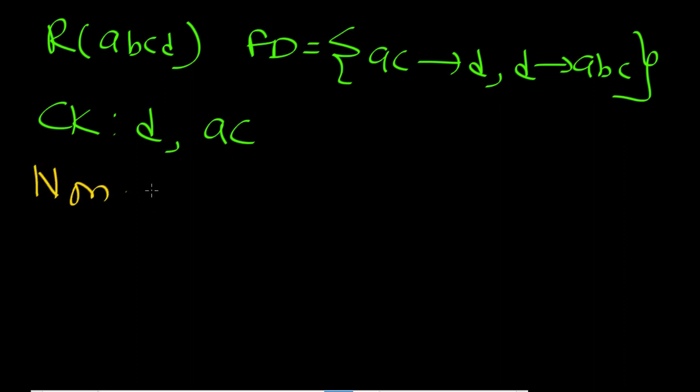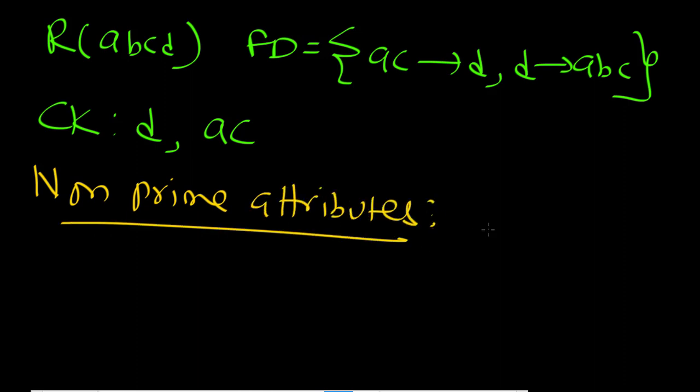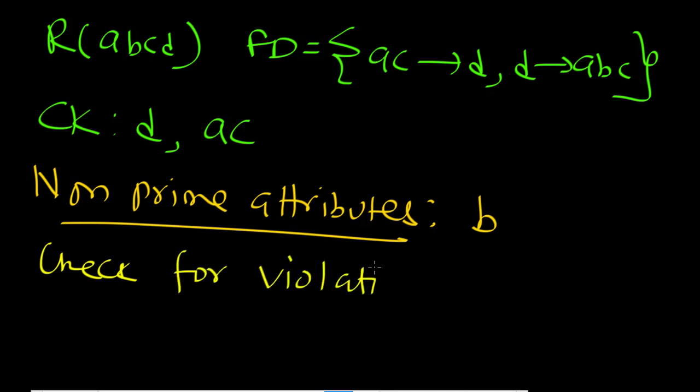So what are the non-prime attributes here? Do we have any non-prime attributes? Yes, B is a non-prime attribute. Now you check for violation of 2NF. Is there any violation of 2NF?